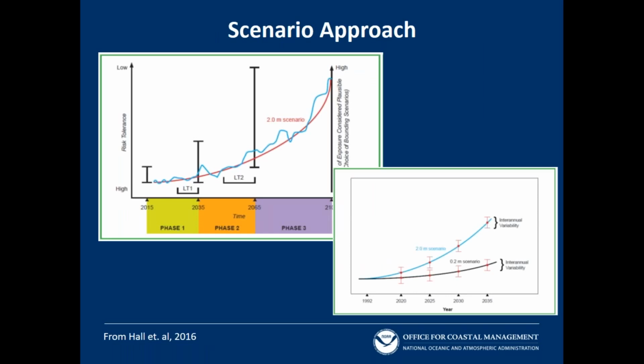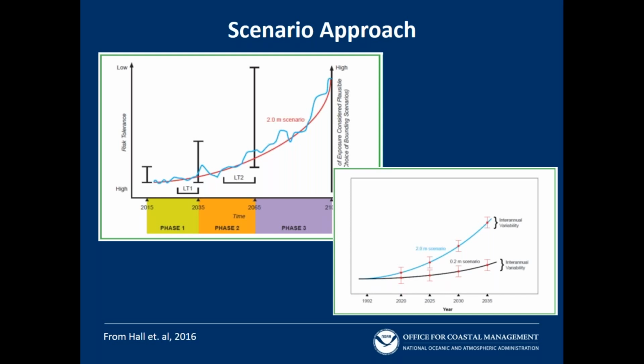Another idea here about scenarios is picking one. Here's one of the curves. It's going to do this. It's not going to be a straight line, but a quadratic. It's going to do a lot of this. And this comes from that Hall report I was talking about.